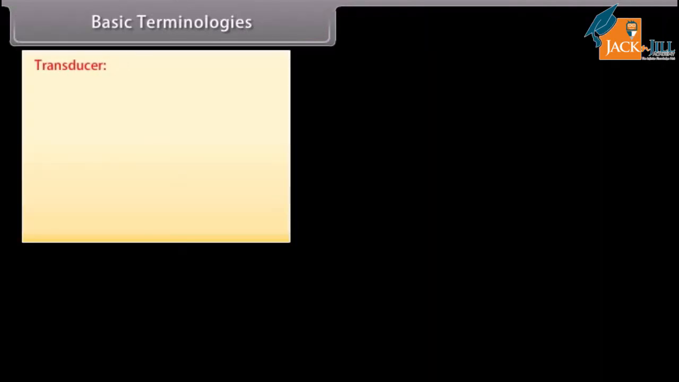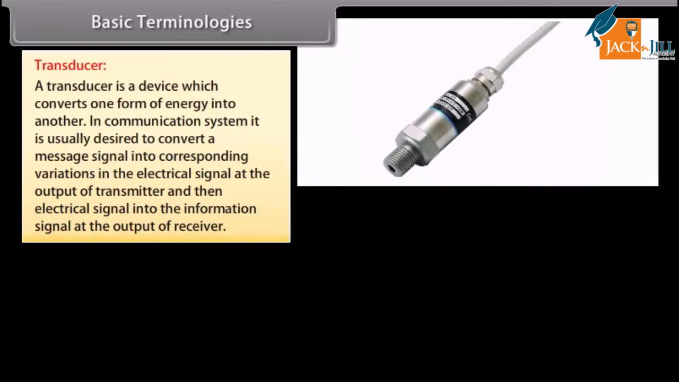Basic terminologies. Transducer. A transducer is a device which converts one form of energy into another. In communication system, it is usually desired to convert a message signal into corresponding variations in the electrical signal at the output of transmitter and then electrical signal into the information signal at the output of receiver.